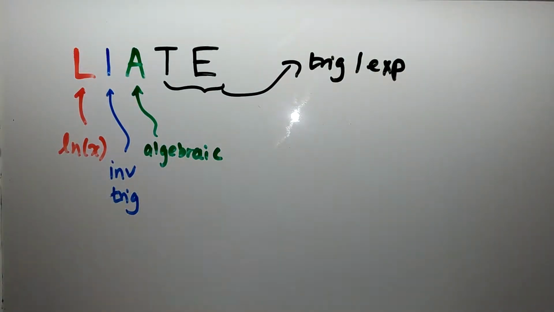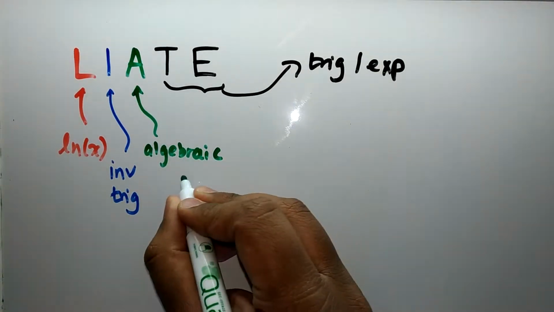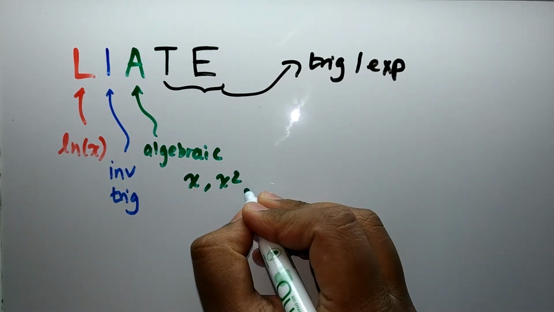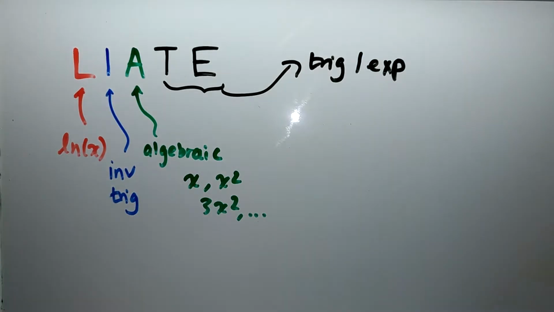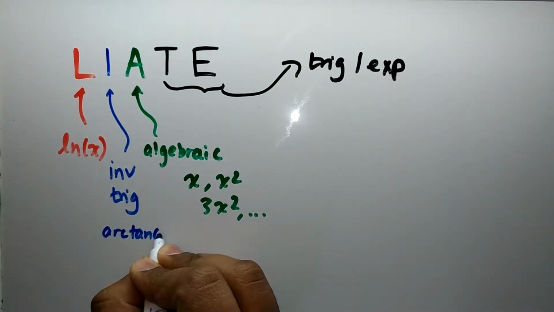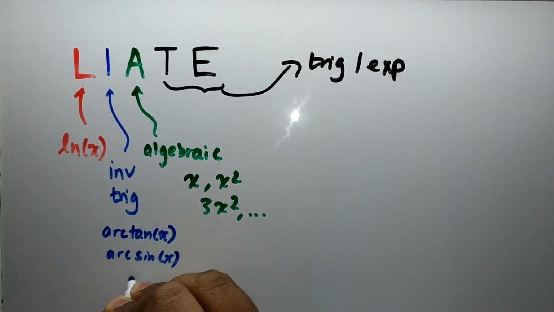So before I go over the integration by parts examples, I'd just like to cover the LIATE rule, where L stands for ln, I stands for inverse trig, A is algebraic, and that means polynomials that have x in them, like these examples, and then T and E are just trig and exponential. Inverse trig just means arctan, arcsine, etc.